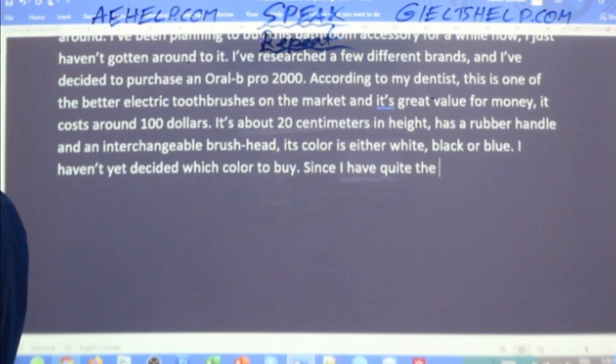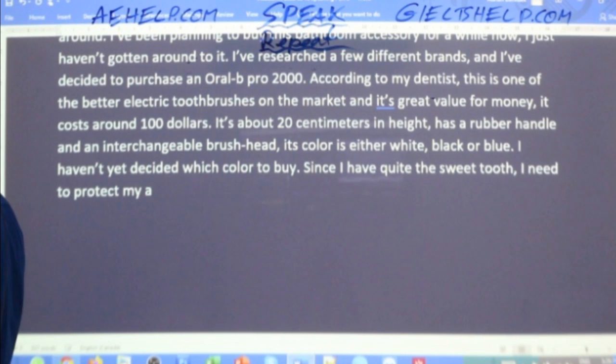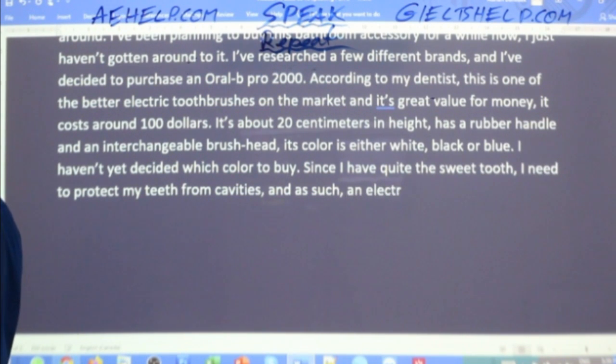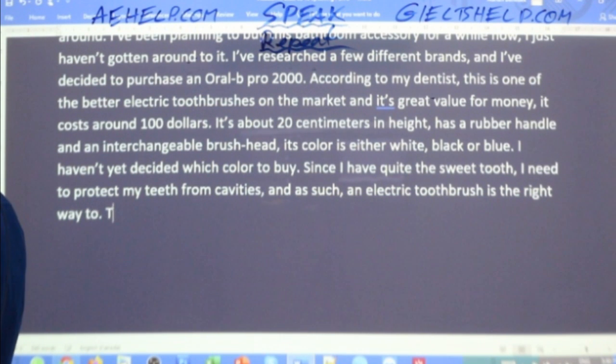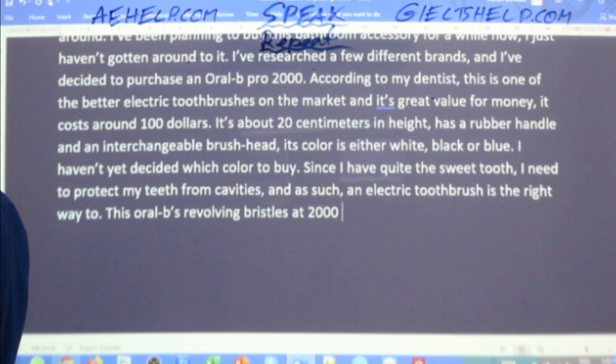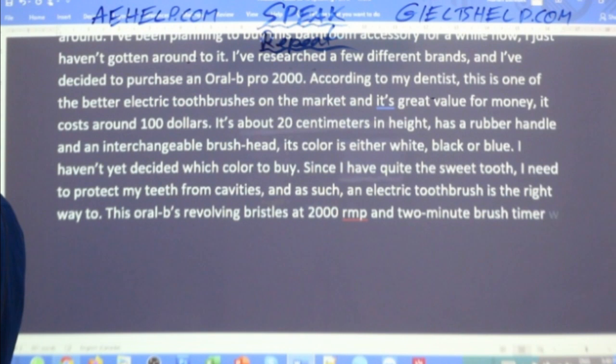Since I have quite the sweet tooth, I need to protect my teeth from cavities, and as such, an electric toothbrush is the right way to go. This Oral-B's revolving bristles at 2000 RPM and 2 minute brush timer will ensure that my pearly whites are kept clean every day.